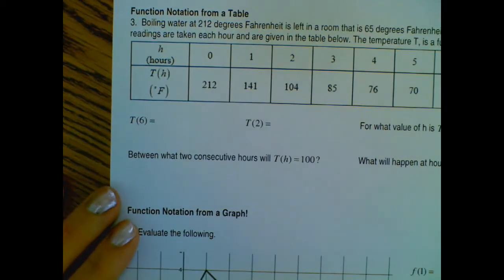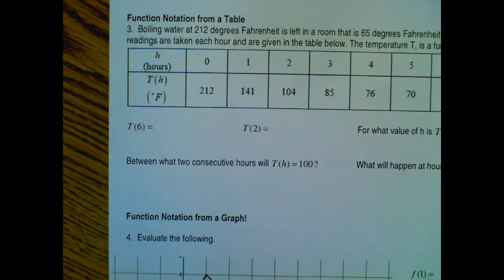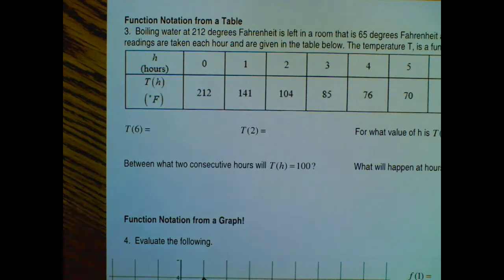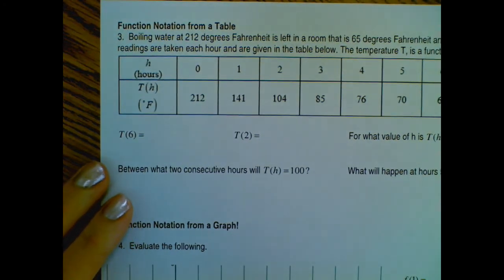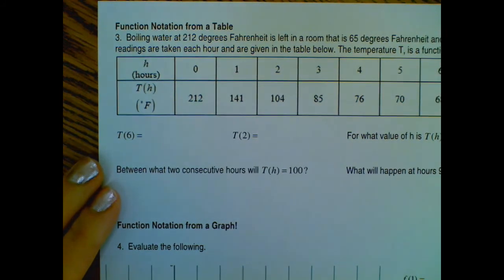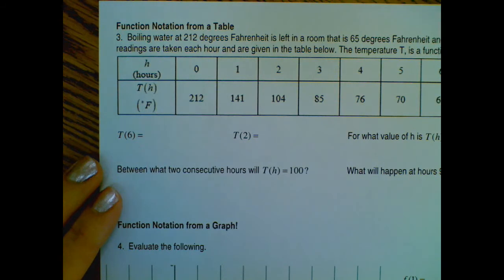Okay, group, we are now working on function notation from a table. So number 3 in our notes here. It says boiling water at 212 degrees Fahrenheit is left in a room that's 65 degrees Fahrenheit. And so it begins to cool. Temperature readings are taken each hour and are given in the table below.